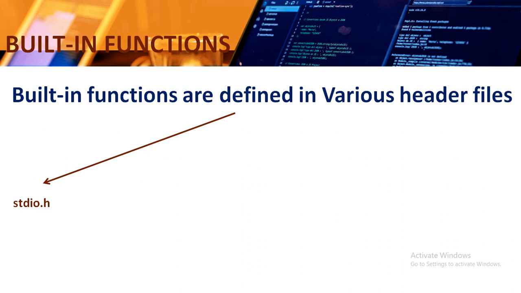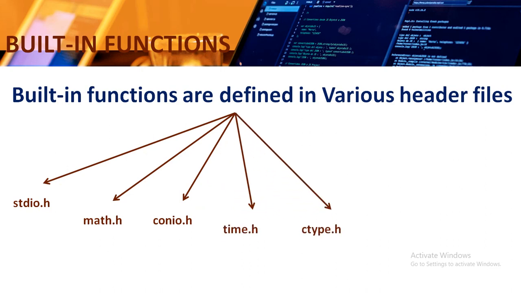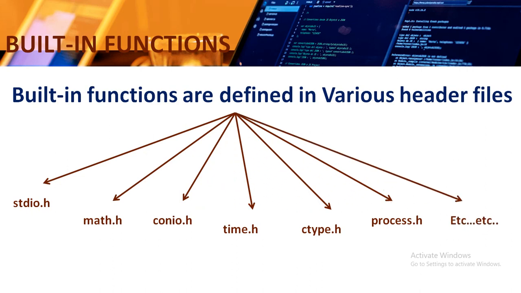For example, stdio.h, math.h, conio.h, time.h, ctype.h, process.h, etc. They all define their respective functions. For example, math.h contains all the mathematical functions. Conio.h has functions specific to console input output, and stdio.h is all about standard input output. Time.h is all about managing time related aspects like random types, etc. And ctype.h will contain character type functions, and process.h will contain appropriate functions.